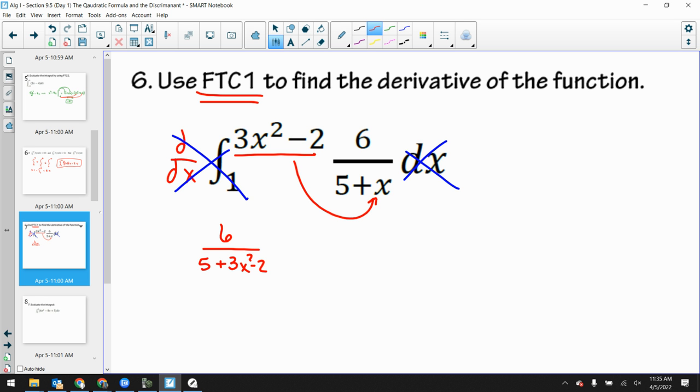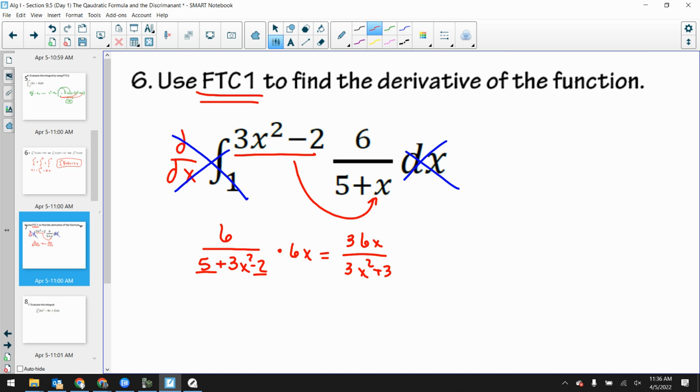And then I have to multiply on. What am I going to multiply on? 6x. Good. The derivative of 3x squared minus 2 is 6x. So let's reduce that a little bit. On the top, I'm going to get 36x. On the bottom, 5 and negative 2. Okay, so that's 3x squared plus 3.